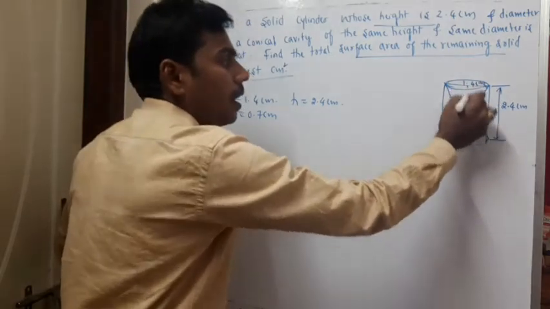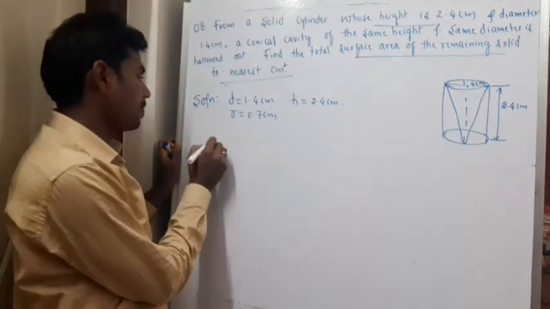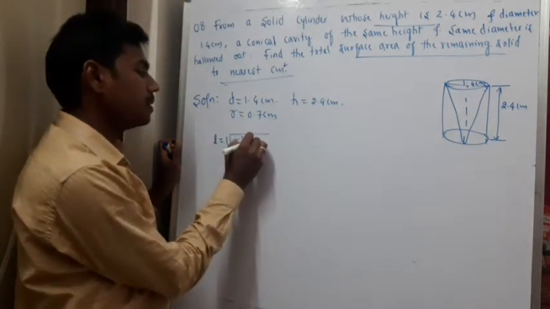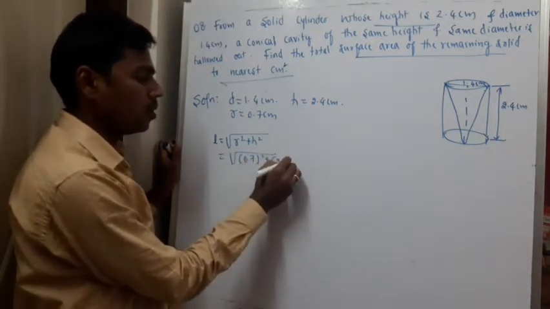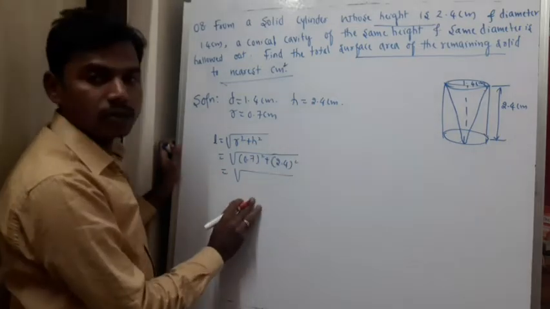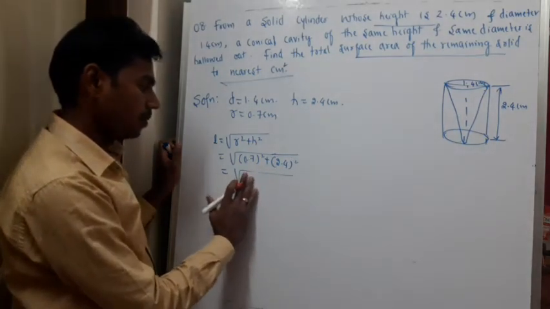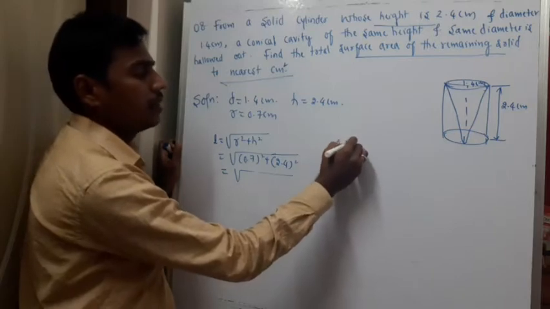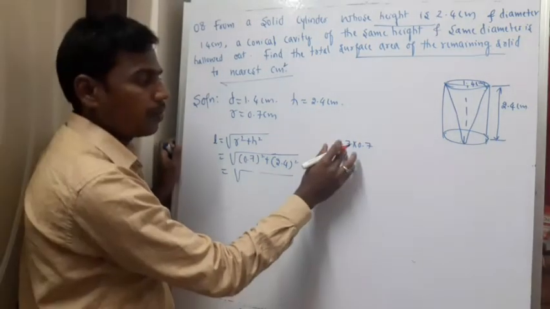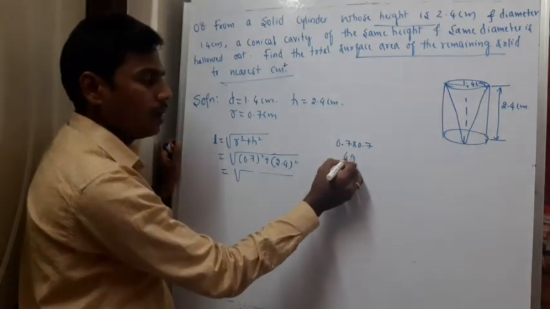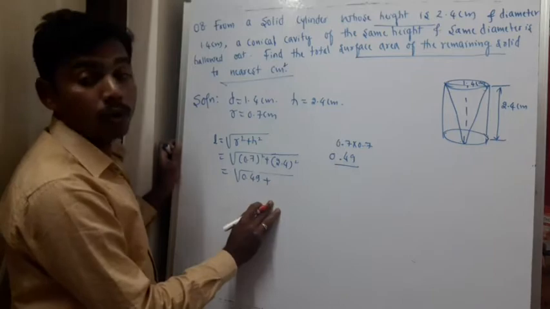How are we going to find the slant height? The square root of h square plus r square will give me the slant height. So l is equal to square root of r square plus h square. So what is r? r is 0.7 whole square plus h is 2.4 whole square. 0.7 into 0.7, this is 49. After 2 decimals, so 0.49, 0.49 plus 2.4.